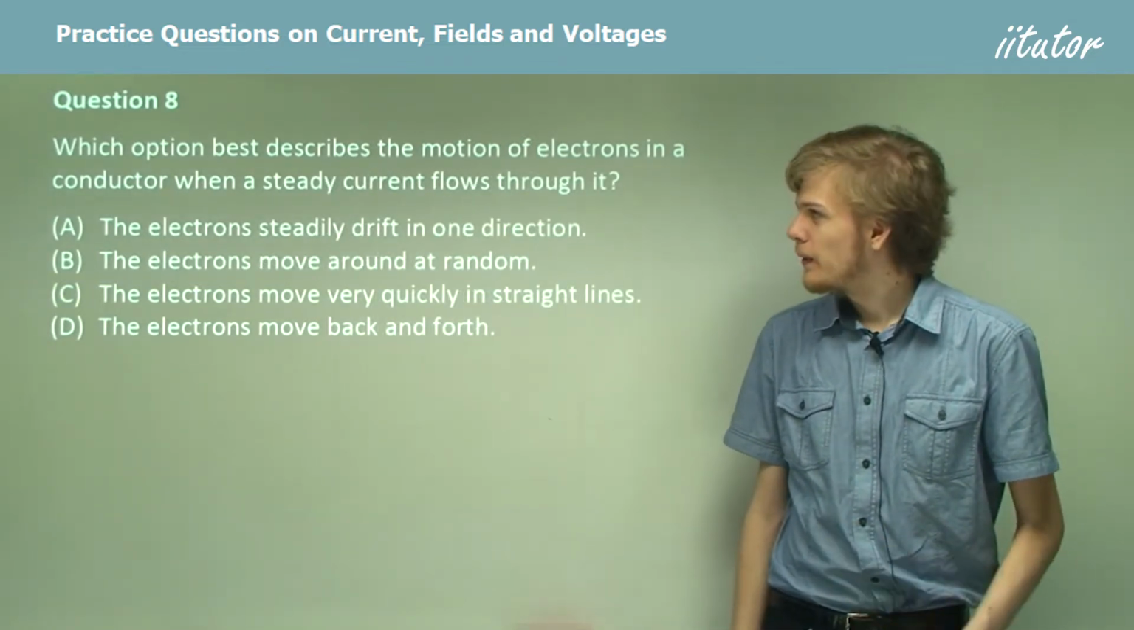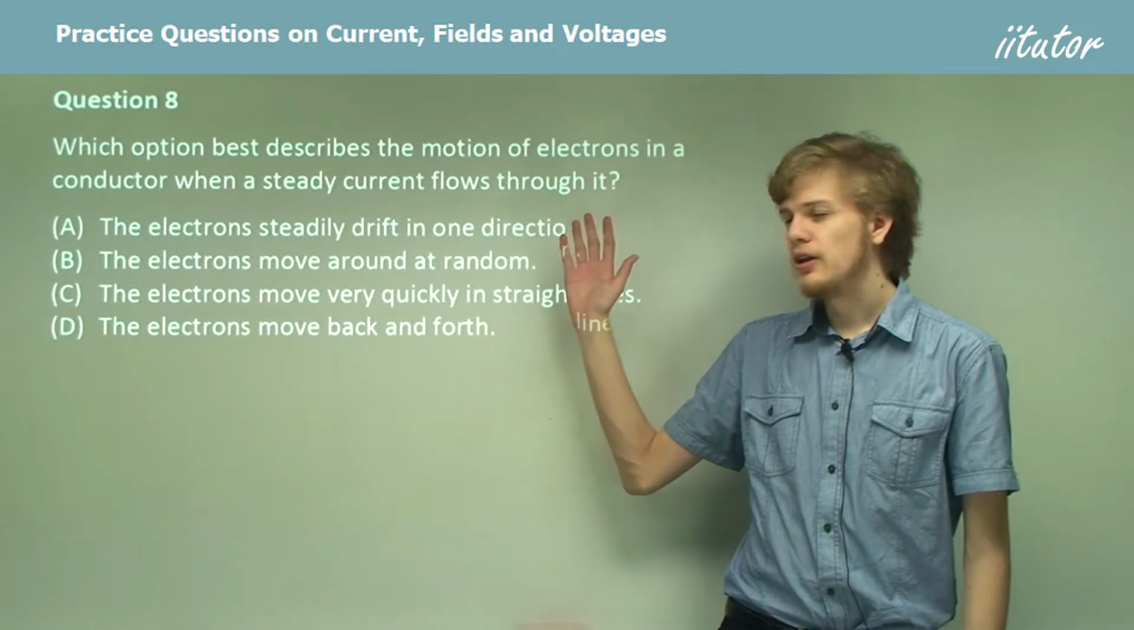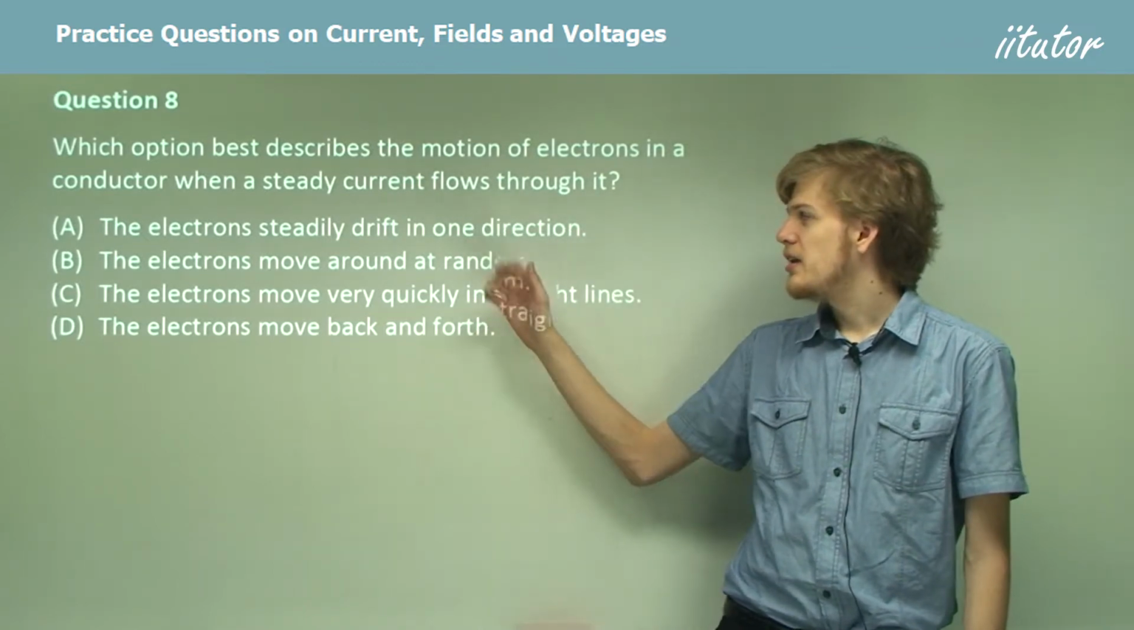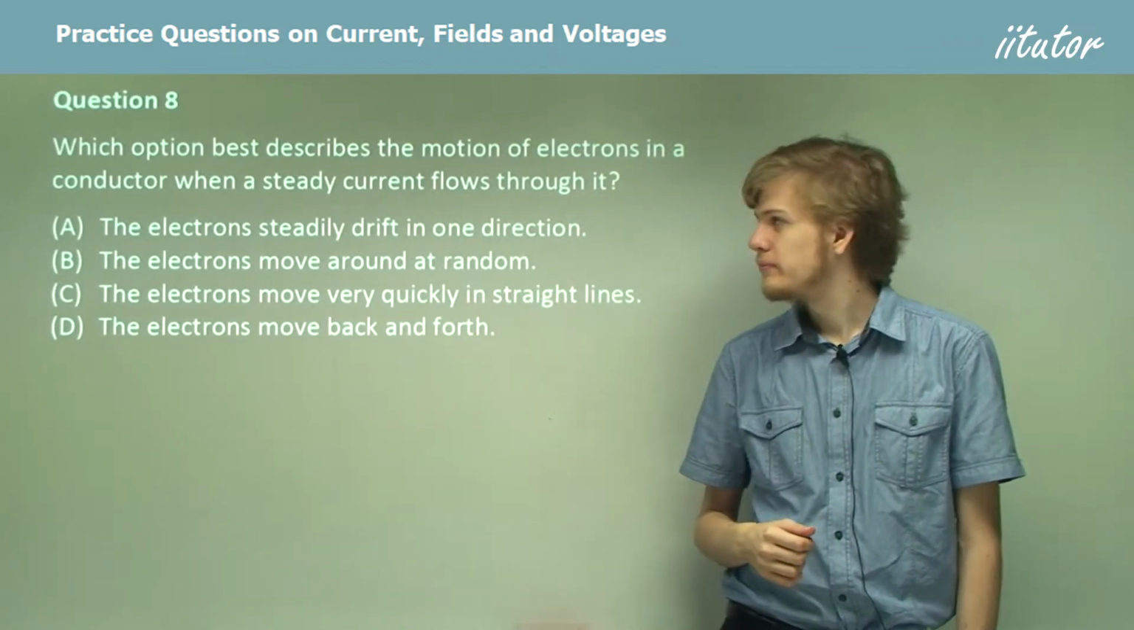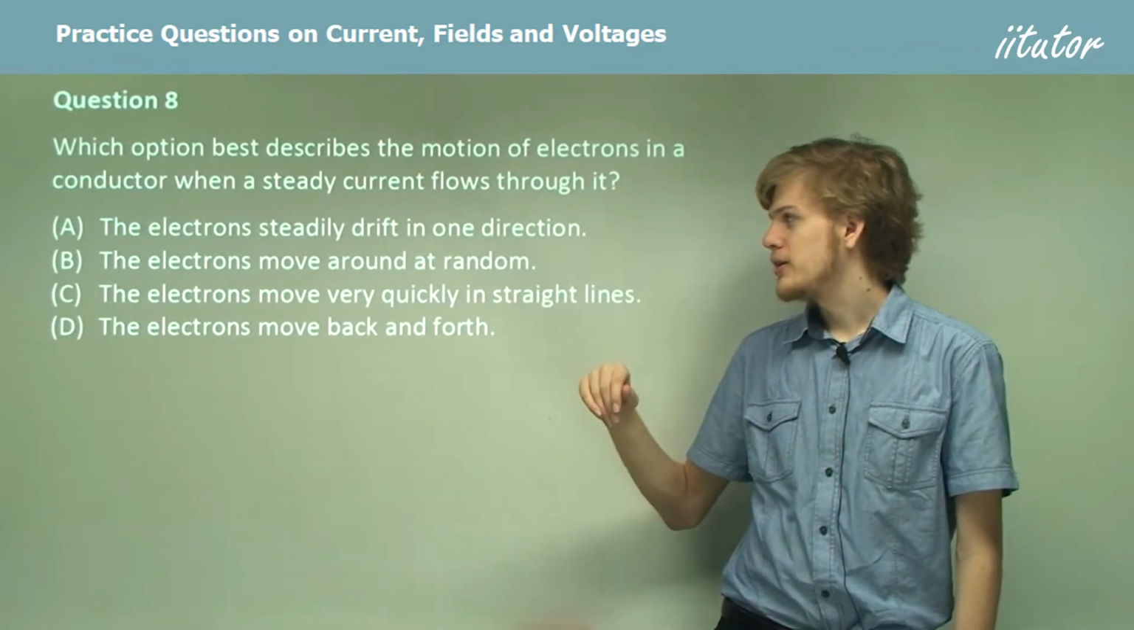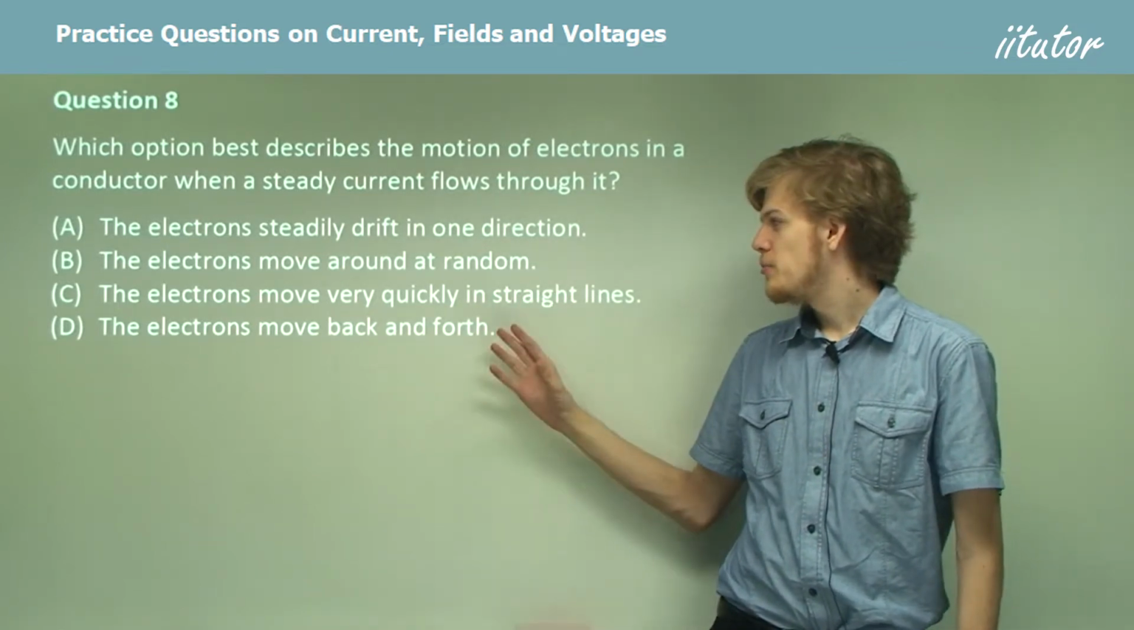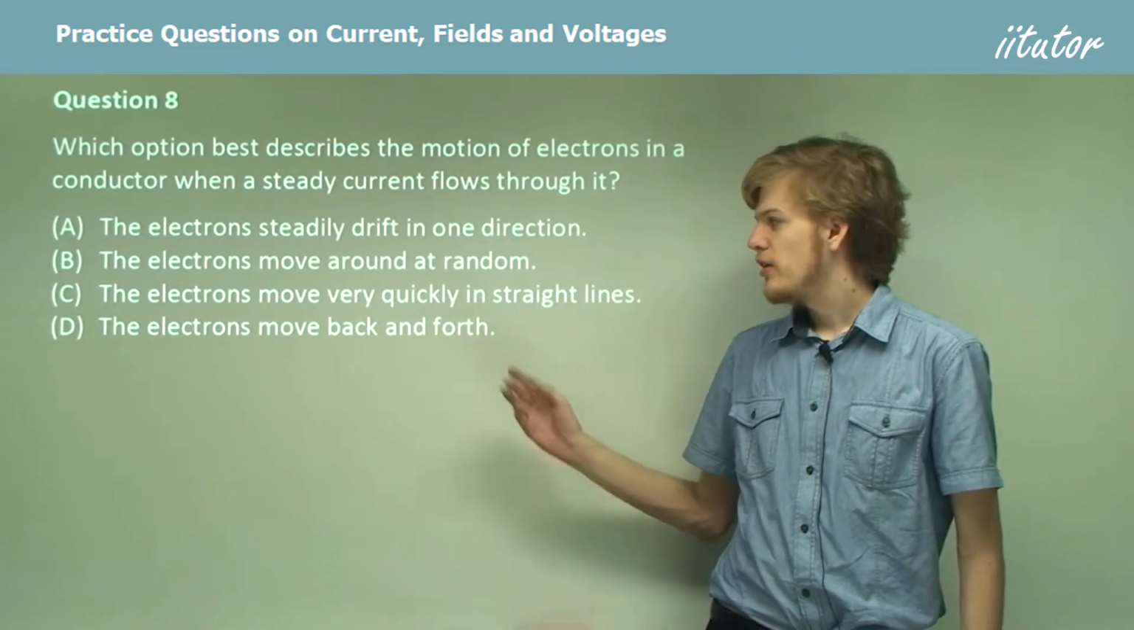Question 8. Which option best describes the motions of an electron in a conductor when a steady current flows through it? Do they steadily drift in one direction? Do they move about at random? Do they move very quickly in straight lines? Or do they move back and forth?